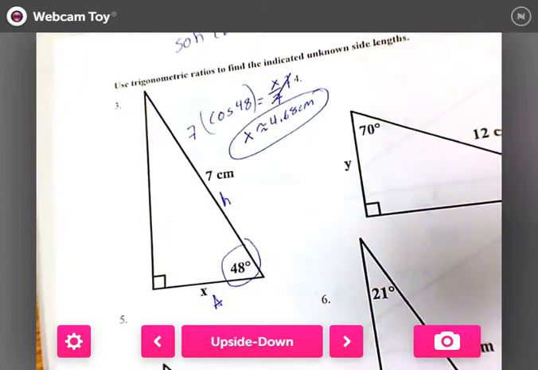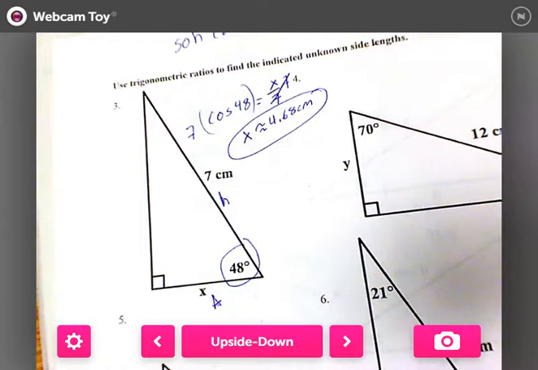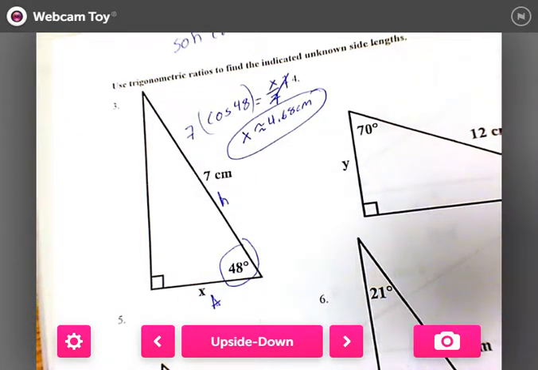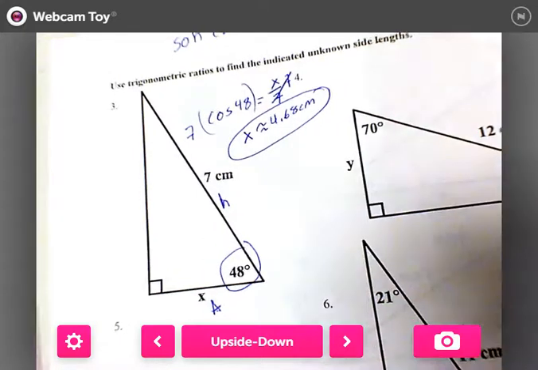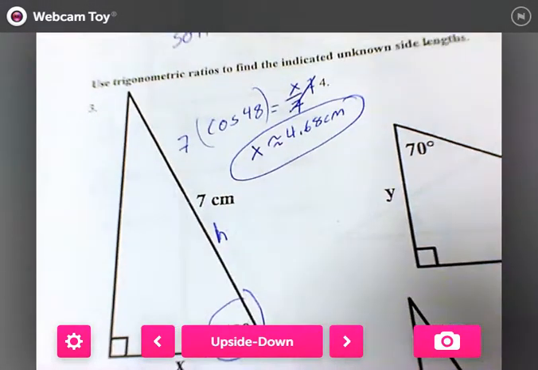All right. You guys ready to try number 4? Yep. That's as much as I can zoom in, guys. All right, let's look at number 4.